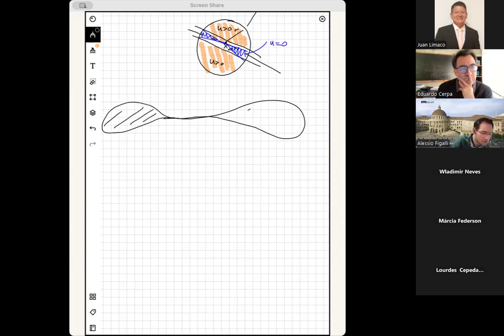All this is u equals 0. Here u is positive. Here u is positive. Okay, so u is positive outside this kind of set made of two drops touching along a curve. And now what happens here?